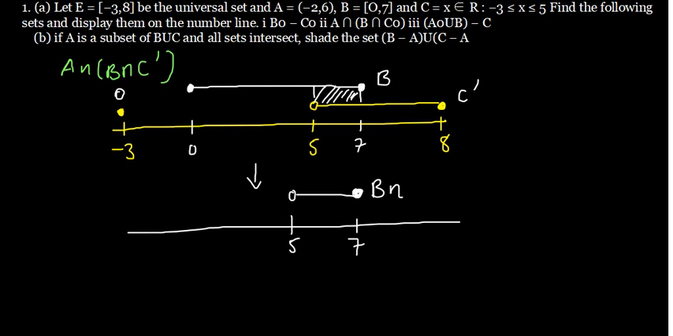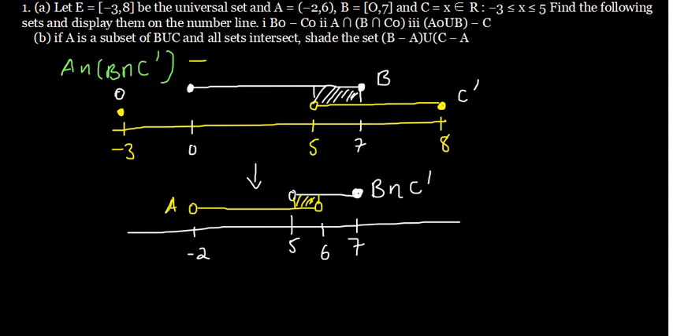So B intersects C complement. So I'm now going to consider where this intersects with A. A is running from -2 up to 6. Okay, and we are not including any. So at -2 I'll put an open circle, 6 I'll put an open circle. So this is the intersection.